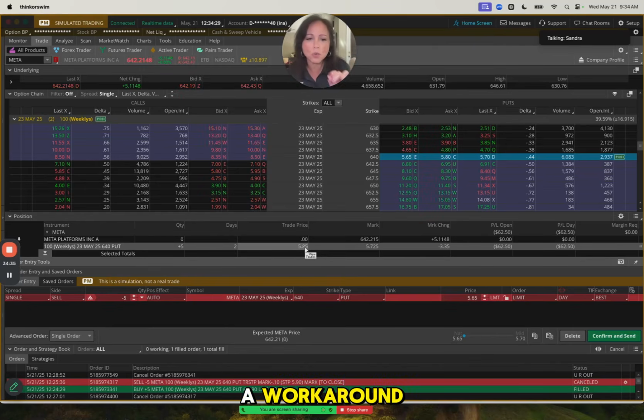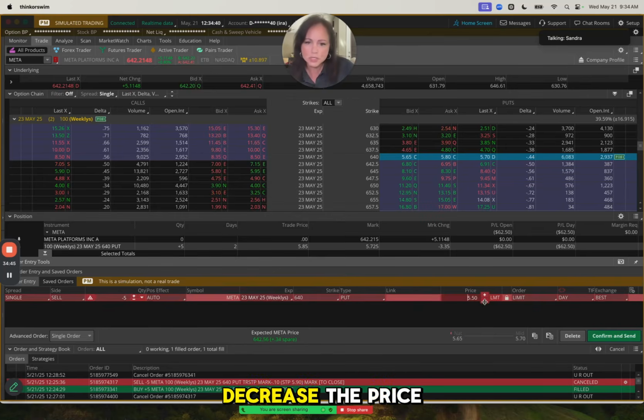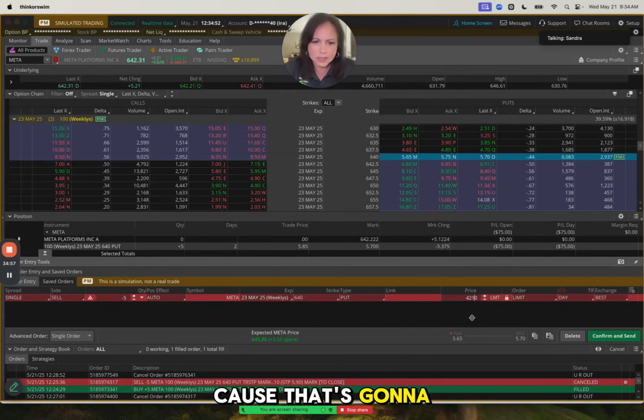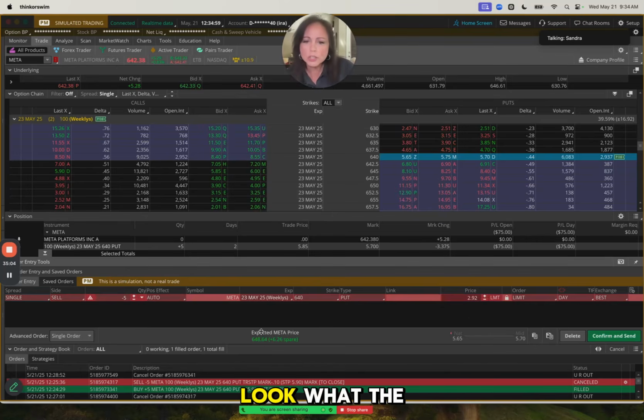So this is a workaround. You could go right over here and you could see that we're at 565 here. And you could start to decrease the price. And because we know that 292, let me just type it in there for goodness sakes, because that's going to take forever. Let's go 292. If I do tab 292, look at the expected price that the platform's giving me.